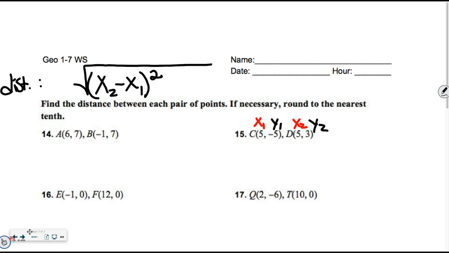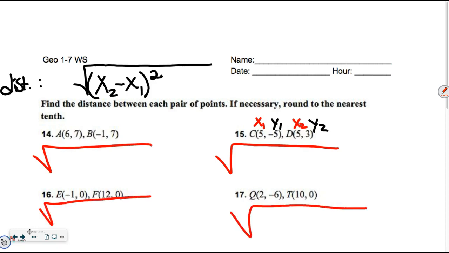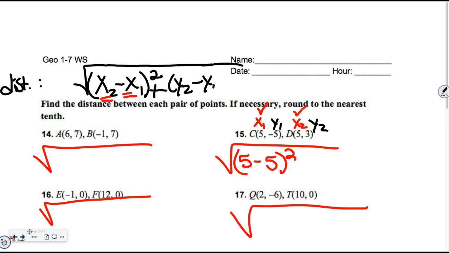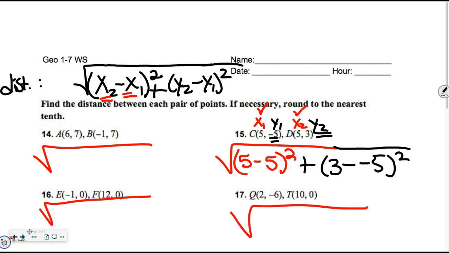So according to the formula, you always throw a root down. You subtract the x's, so you do 5 minus 5, and you square it. In addition, you subtract the y's and square them. So I do 3 minus, this y is -5, and I square it. The rest of it gets cleaned up, so I have 5 minus 5 is 0 squared.